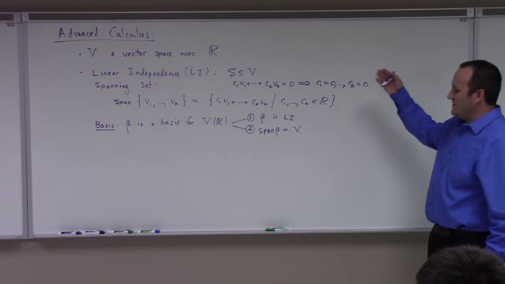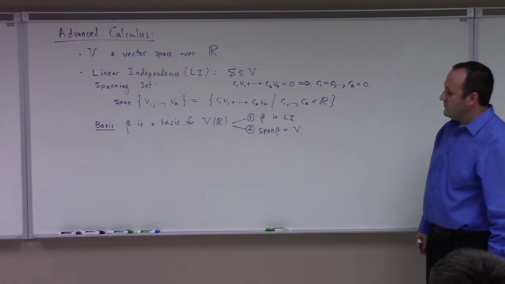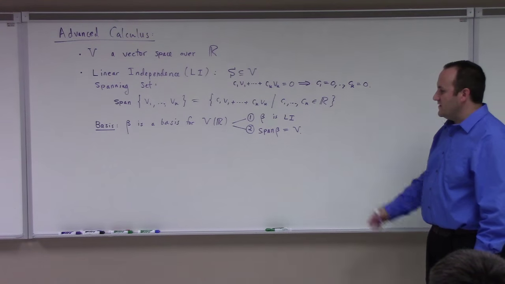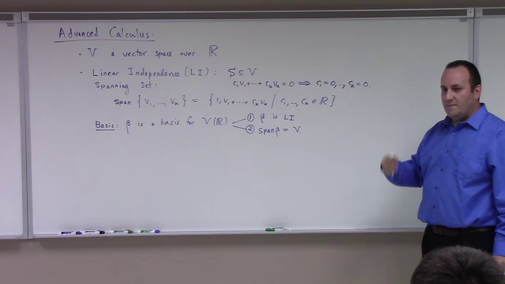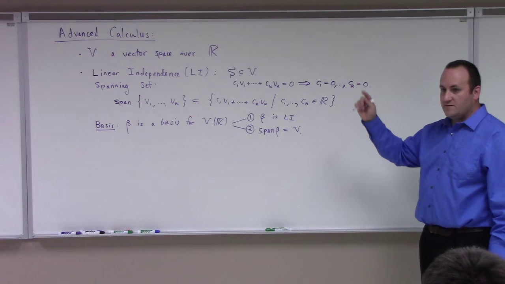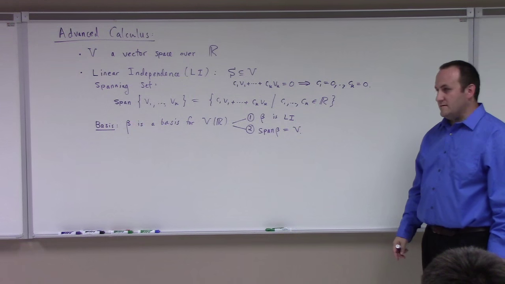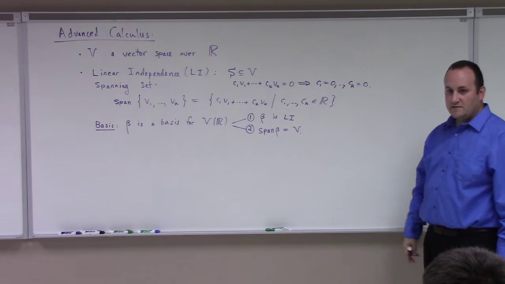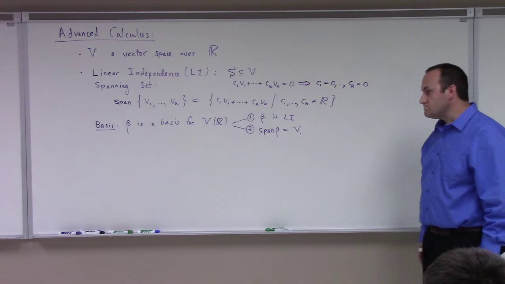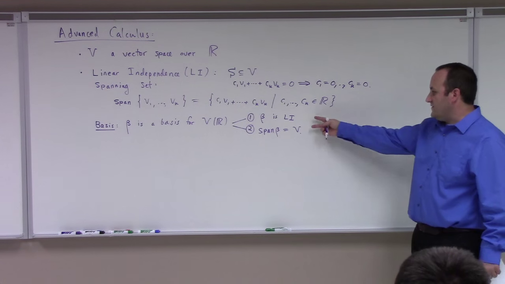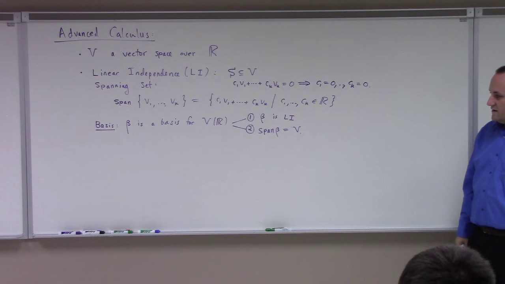Oh, I should mention, there's another way to define span that's more in terms of pure linear algebra, which doesn't involve this formula. You could also define it to be the intersection of all possible subspaces which contain the vectors V1 through VK. It's the minimal subspace containing those vectors. But this works for us in here. So this is what a basis is. It's a linearly independent spanning set.